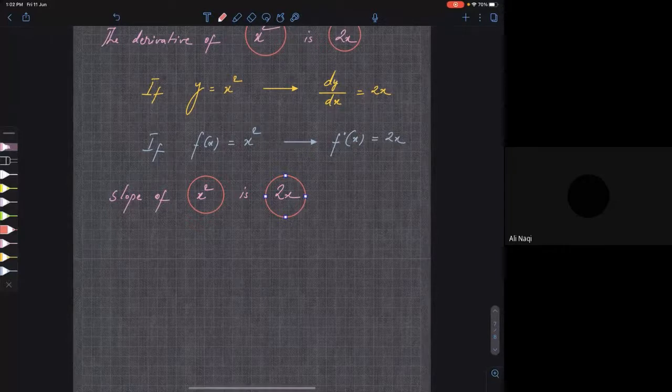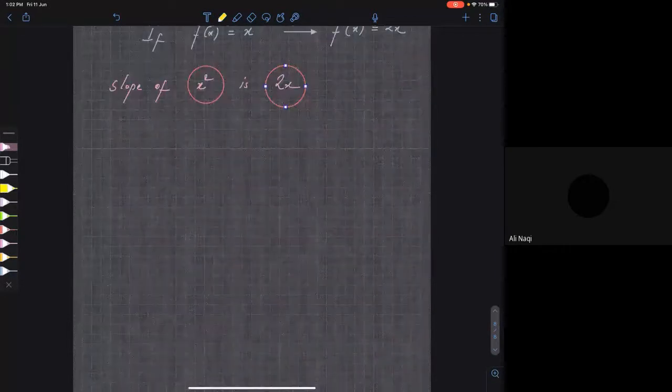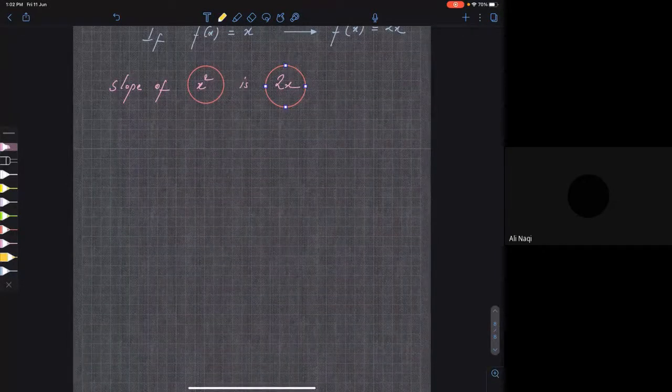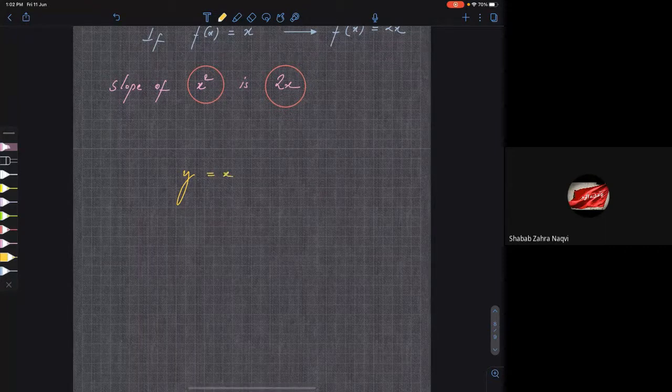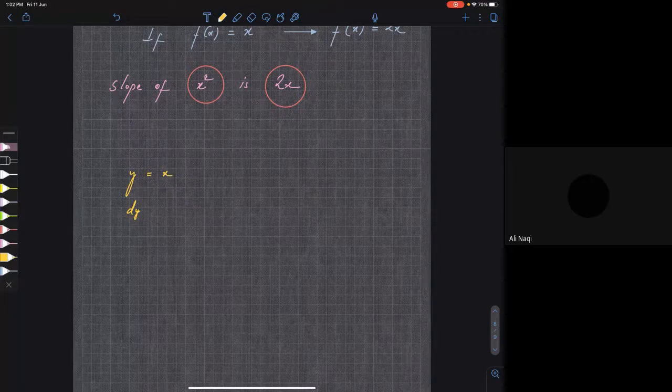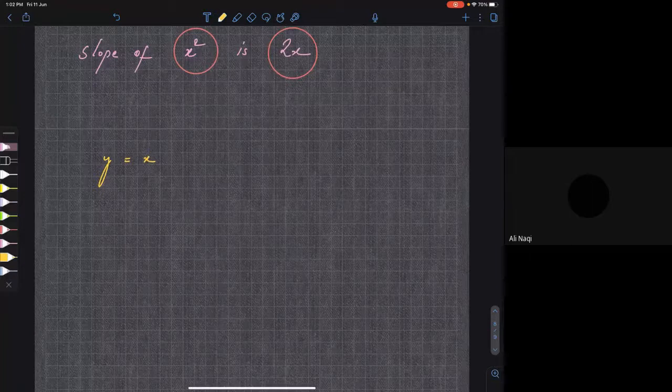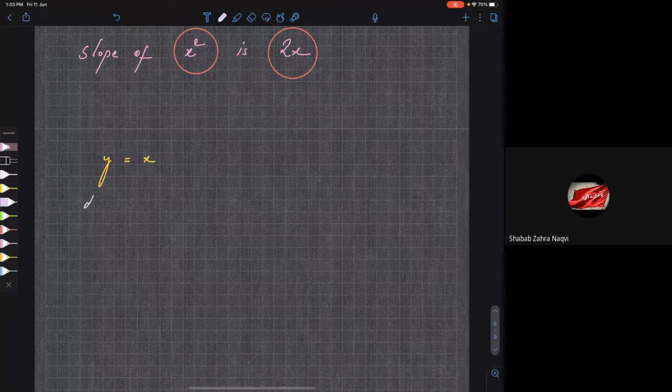Let me give you one more example and I'll end the class. Tomorrow I'll go into the details of this. If y is equal to x, what is dy by dx? Tell me. If y is equal to x, then dy by dx is equal to, what is the formula again?